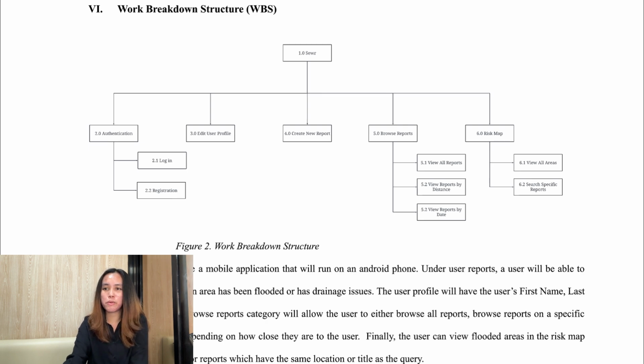The system will be a mobile application that will run on an Android phone. Under user reports, a user will be able to submit a new report that an area has been flooded or has drainage issues. The user profile will have the user's first name, last name, and email. The browse reports category will allow the user to either browse all reports, browse reports on a specific date, or browse reports depending on how close they are to the user. Finally, the user can view flooded areas in the risk map category and also search for reports which have the same location or title as the query.